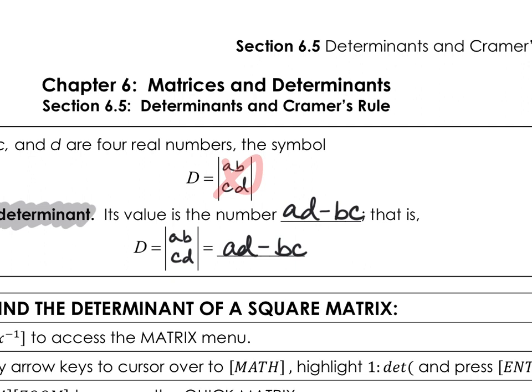So do you see how it flips over like that? That's going to be the way that we do this determinant number. A times D, B times C. So it kind of flips over like that.